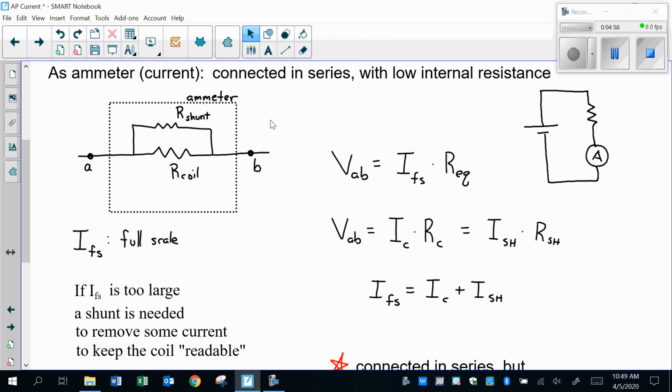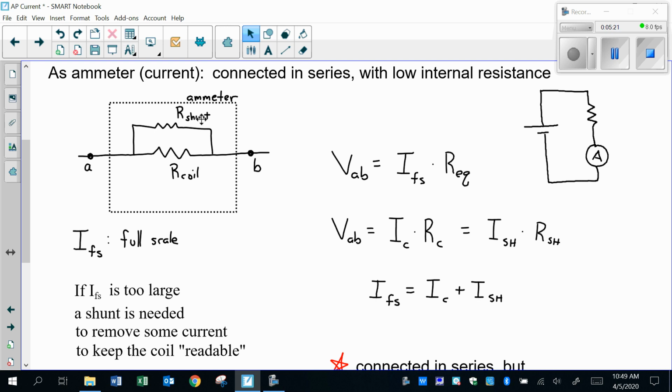Now I'll ask you a question. I'll give you 2 seconds to answer. You can always hit pause if you want to think about it. But what kind of resistance would you want your shunt to have if I wanted to pull away more and more and more current from my coil? What kind of resistance would I want my shunt to have? 2-second pause for you.